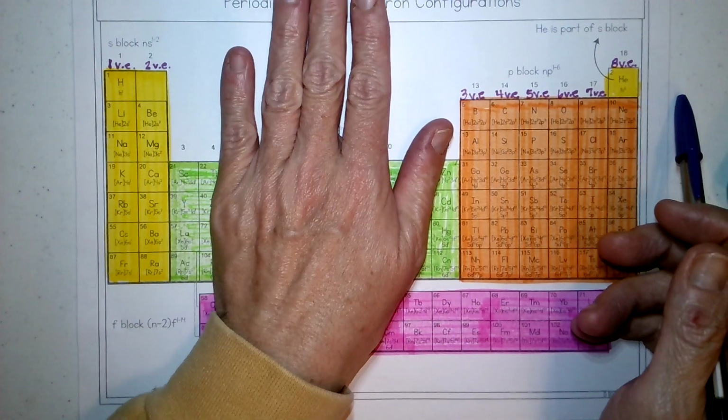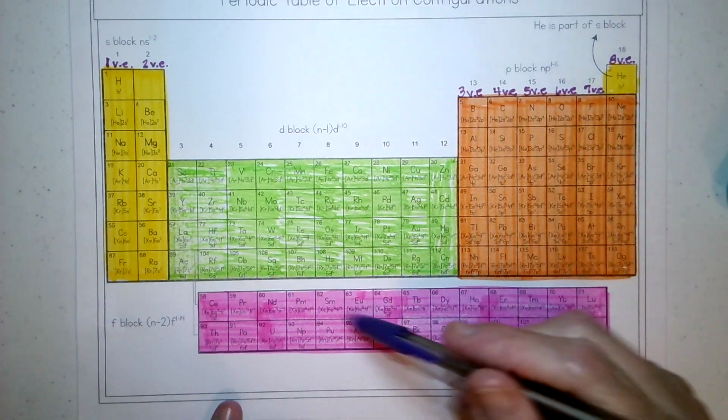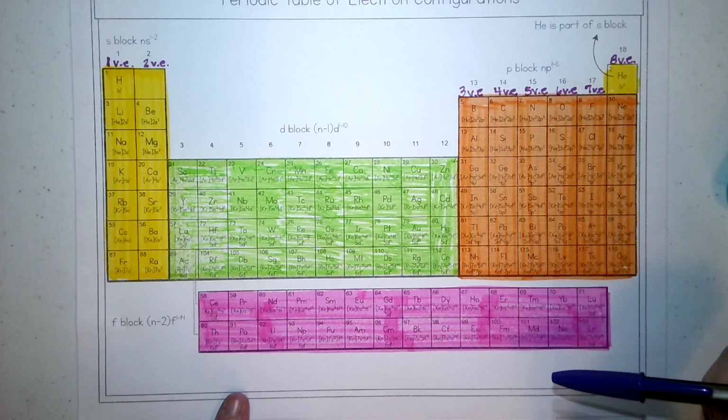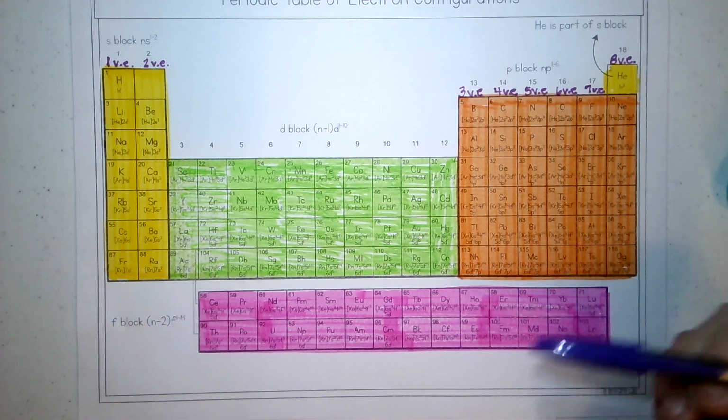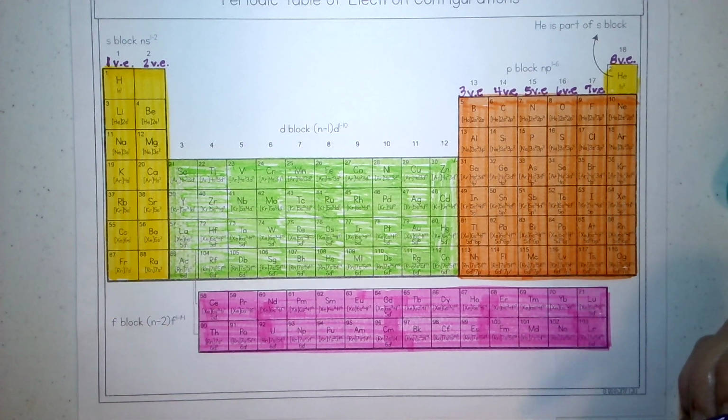And again, we skip the middle and we skip these down here. These down here are called our inner transition metals, and we'll get to in just a moment why these are highlighted. Actually, let's talk about why those are highlighted, those different colors, now.